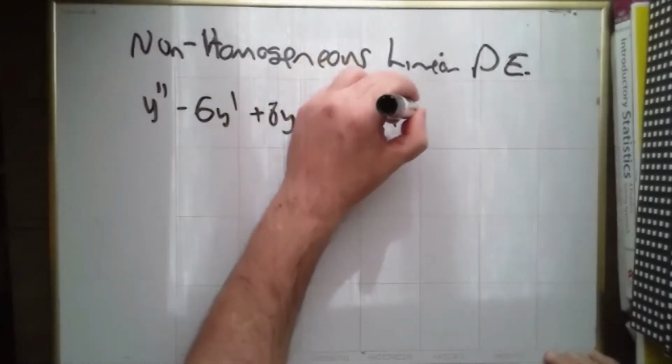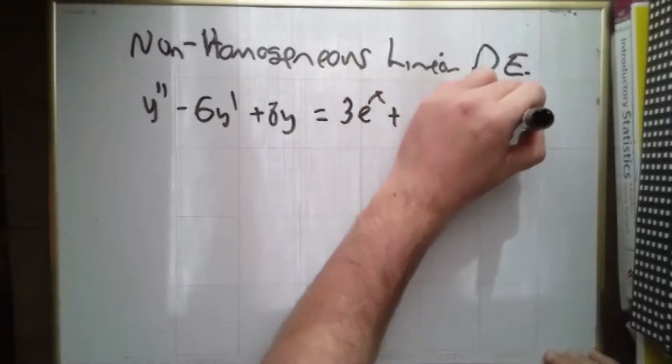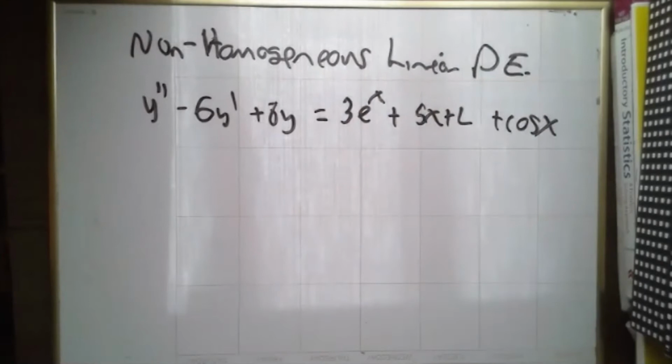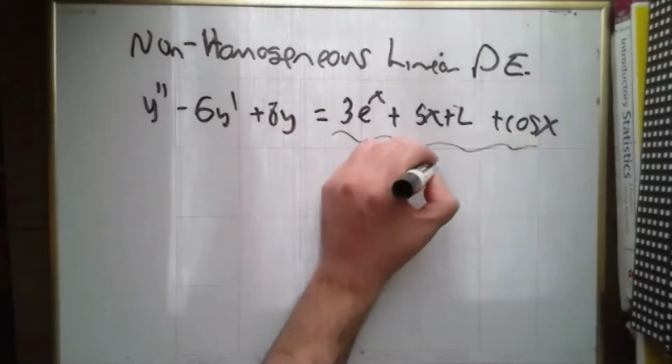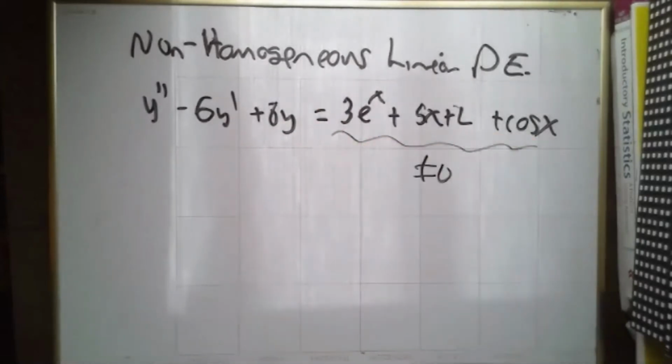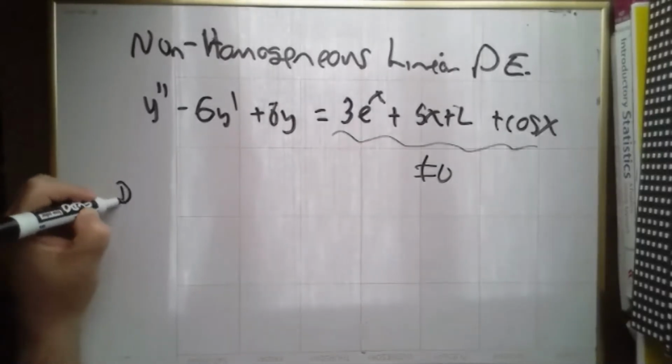3e to the x plus 5x plus 2 plus cosine of x. So what makes this non-homogeneous is this side over here ain't 0. That's not 0. So the way we solve this is, first, it's a two-step process.